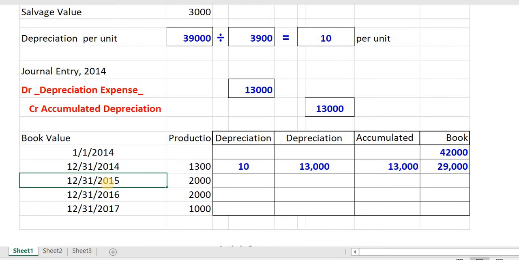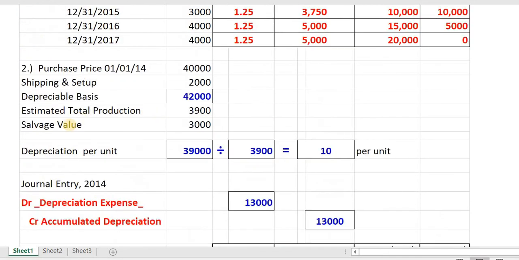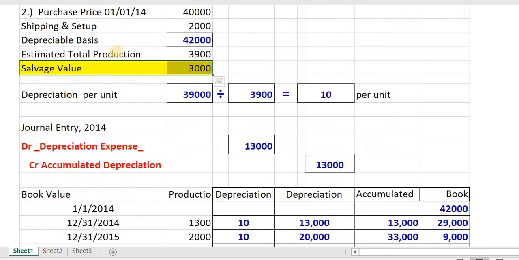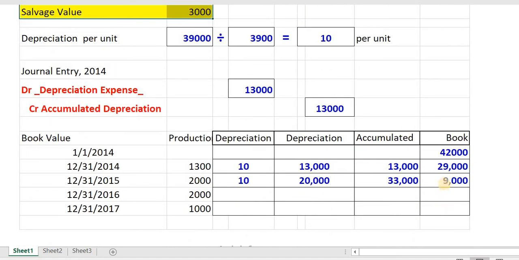It's now year 2. We're going to produce 2,000 units. The depreciation per unit is $10. 10 times 2,000 is $20,000 in depreciation expense that year. We add that to our prior accumulated depreciation, and we now have $33,000 in accumulated depreciation, leaving us a book value of $9,000. Now, you have to be careful here because we have to stop at the salvage value, don't we? You have to stop at 3,000, so you have to be watchful of this. Book value's down to 9 already.